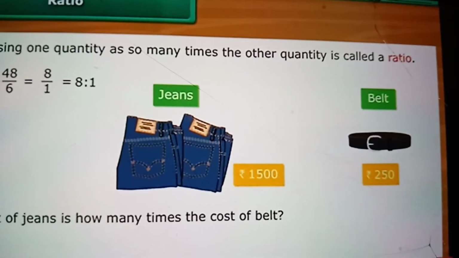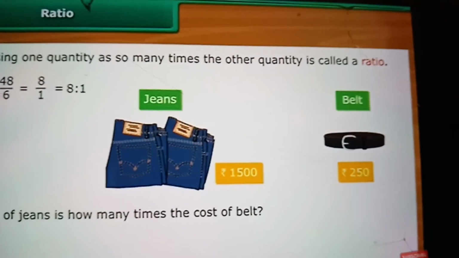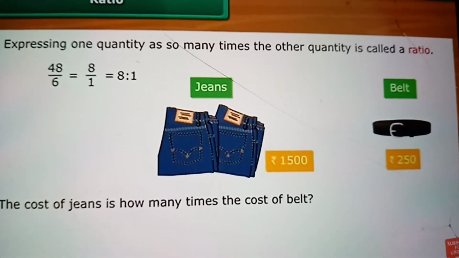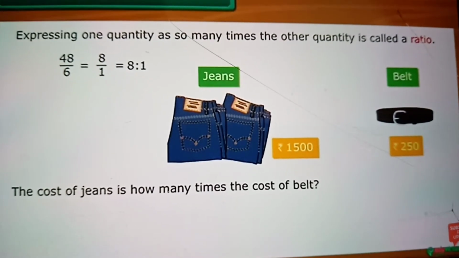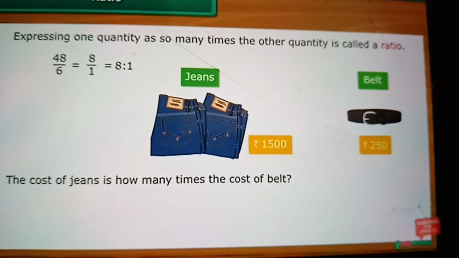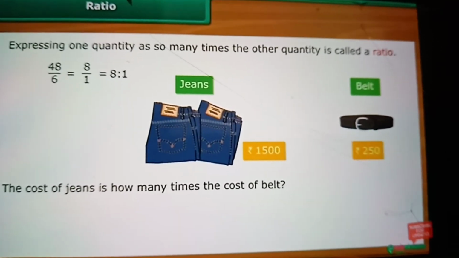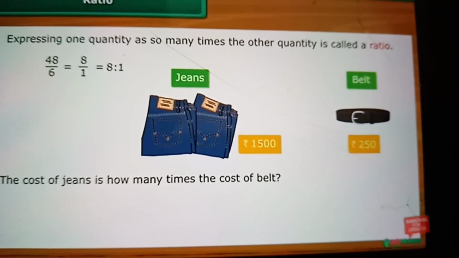The cost of the jeans is 1500 and the cost of the belt is rupees 250. So we have to calculate this. The cost of jeans is how many times the cost of belt, that we have to calculate. Then we can find out the ratio.